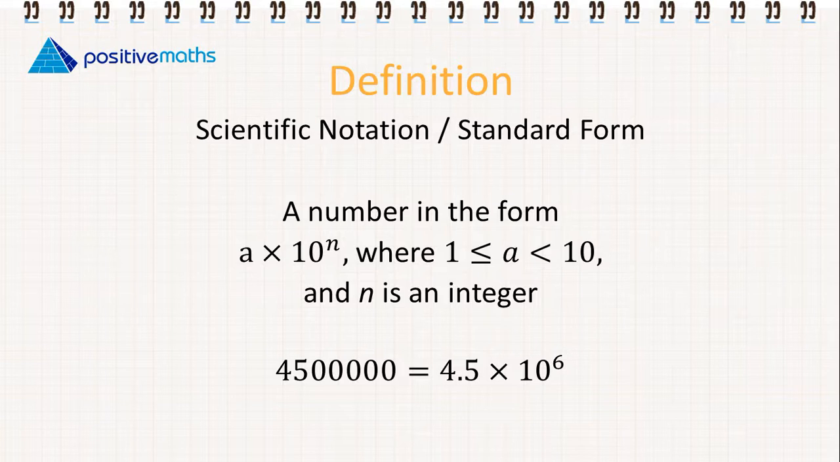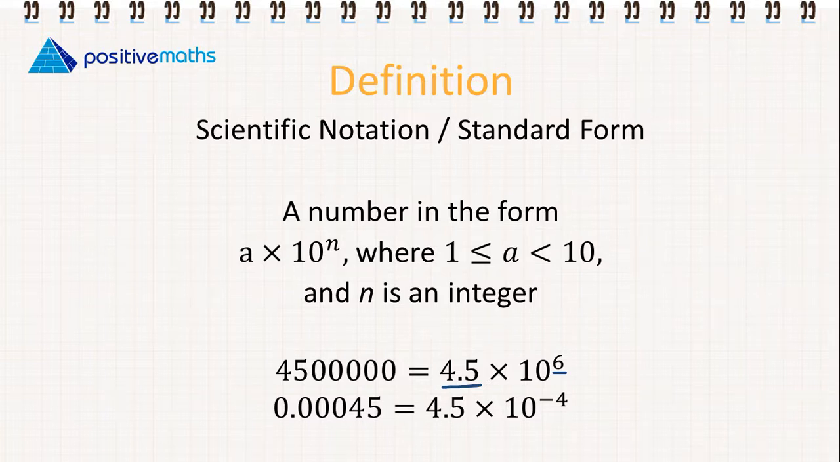So, our first example, we have 4,500,000. This can be rewritten as 4.5 multiplied by 10 to the power of 6. So, we notice 4.5 is a number between 1 and 10, and the power of 10 is an integer.